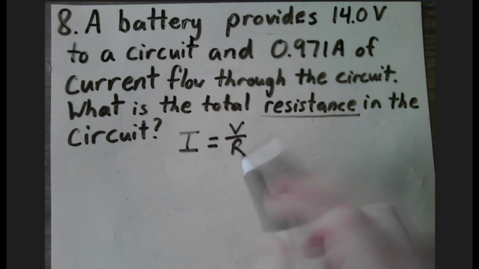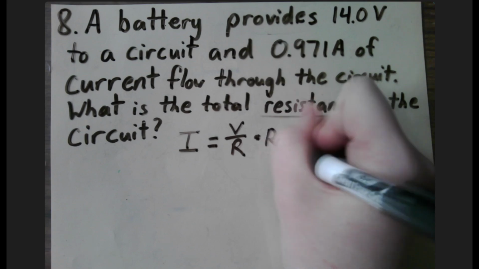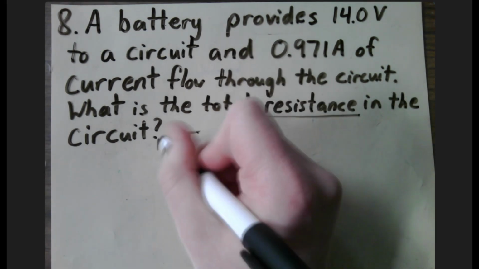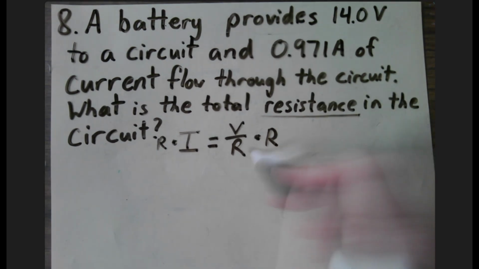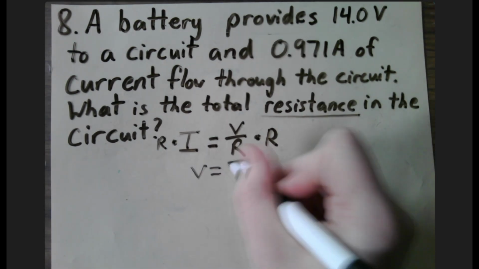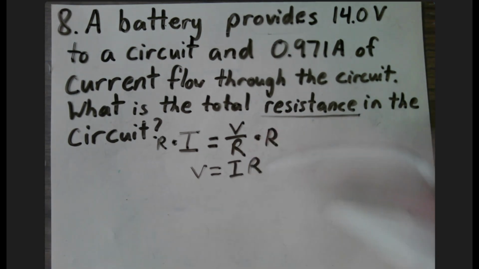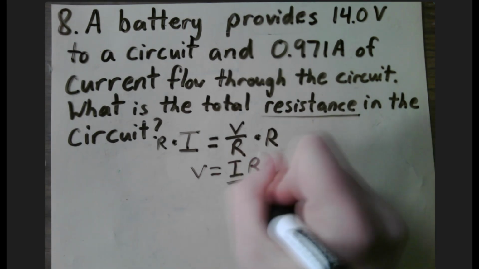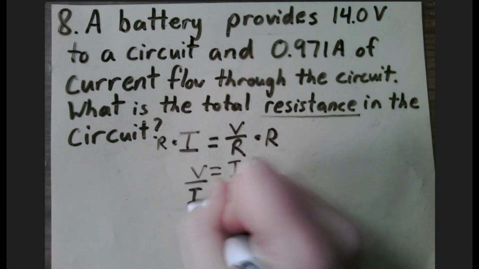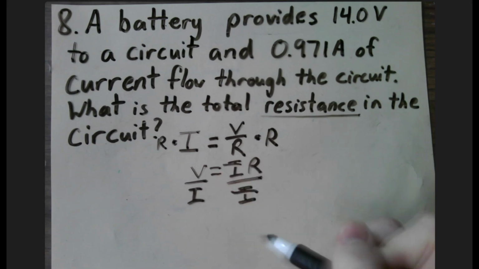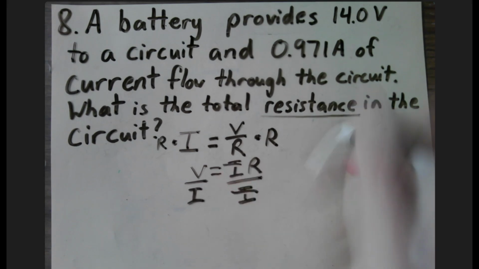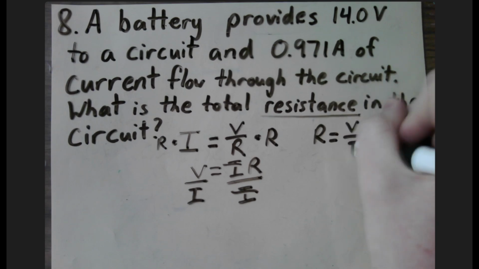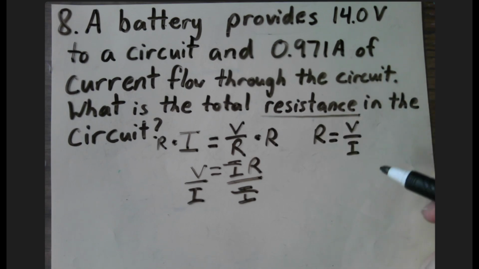So the first step to get resistance by itself is by multiplying it to get it out of that fraction form. But what we do on one side, we have to do to the other. So right now we've got V equals I times R. We still need to get R by itself. So we're going to divide by I. These two cancel out. And we are just left with R is equal to V divided by I, or voltage divided by current.